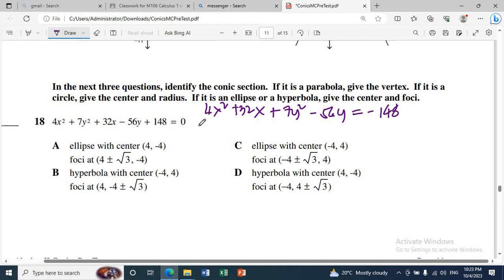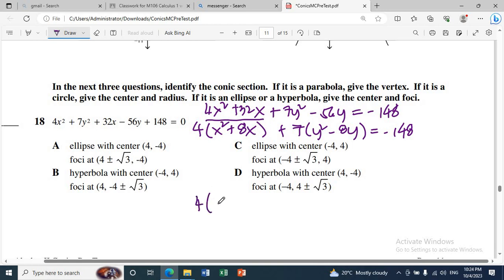Let's factor out 4 in this binomial. So we are left with x squared plus 32 divided by 4 is 8x, plus factor out 7, y squared minus 8y. 7 times 8 is 56. Okay. It's equal to negative 148. And then we now complete the square.